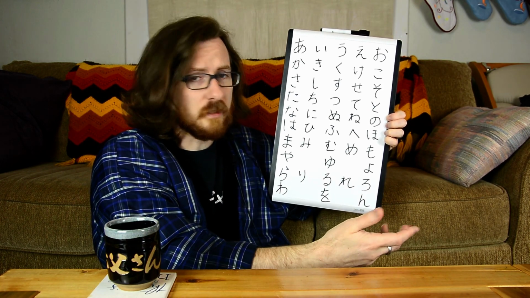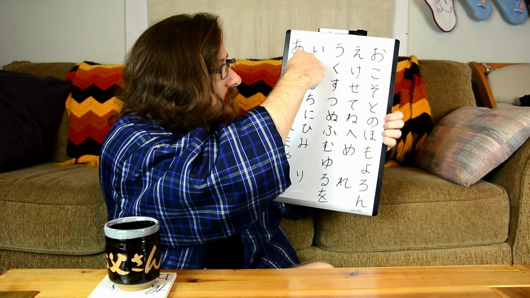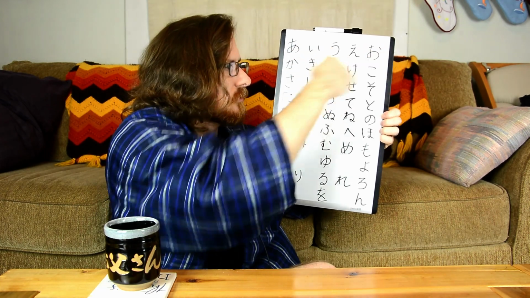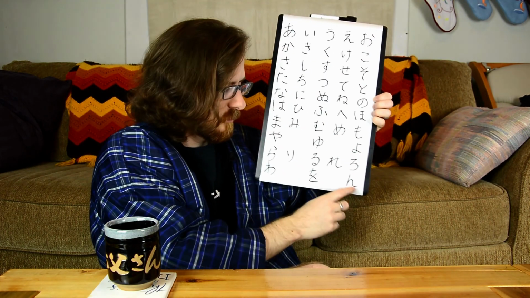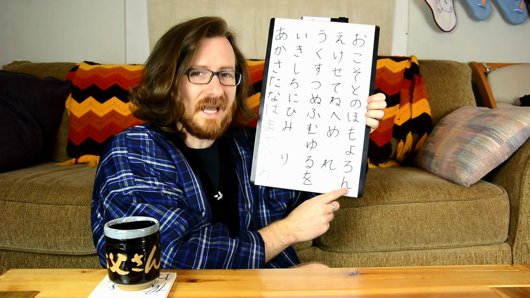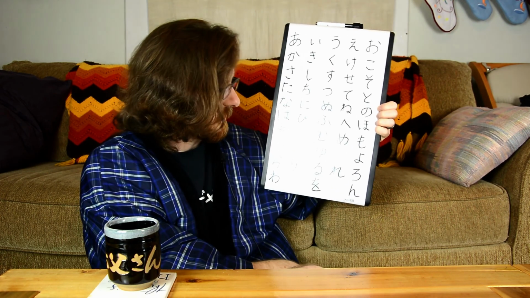And as far as the order goes, it is like this. So it starts with a, and it would just be a-i-u-e-o, ka-ki-ku-ke-ko, all the way down with n being the last sound in the alphabet.